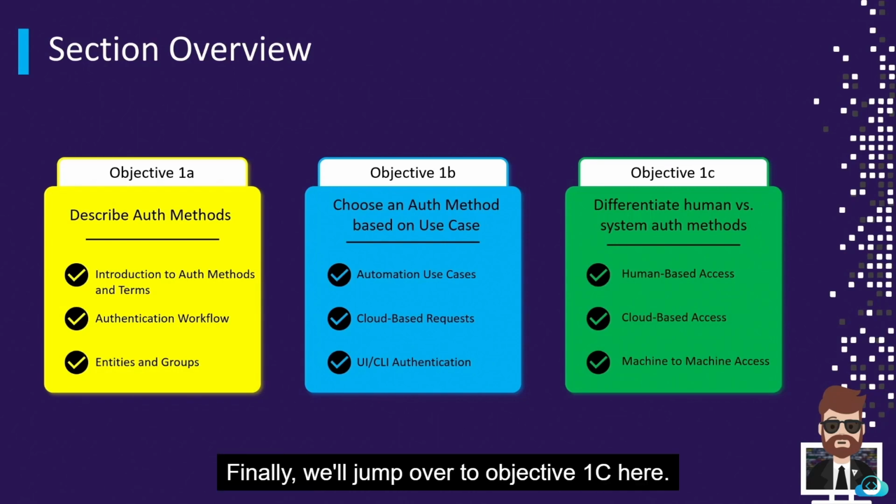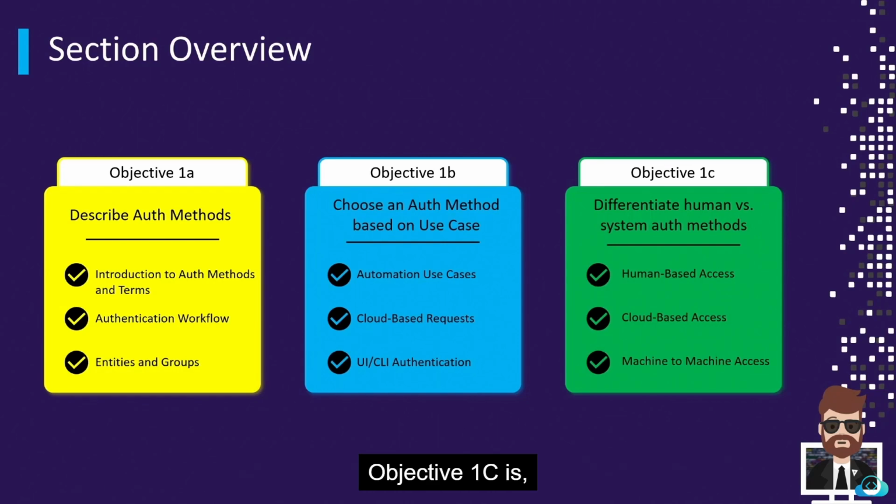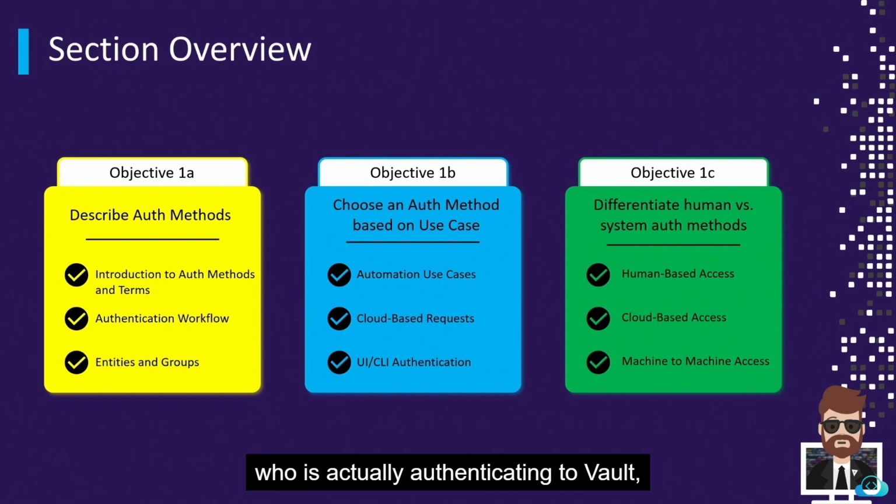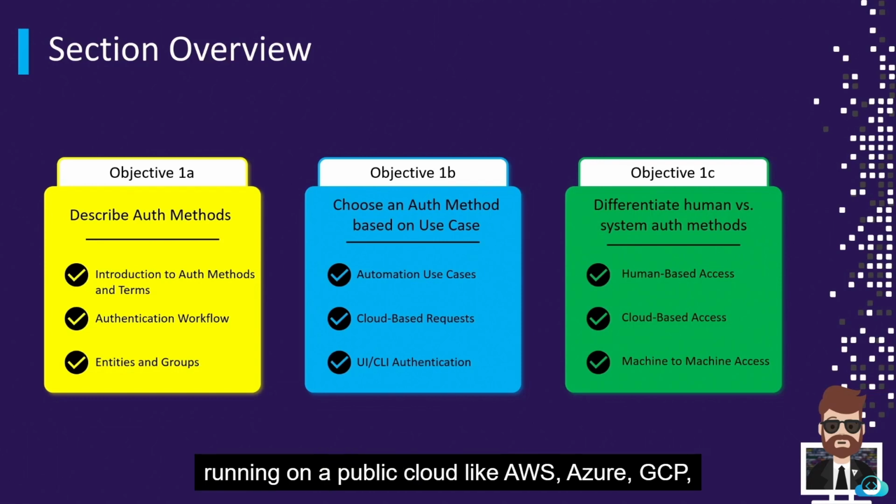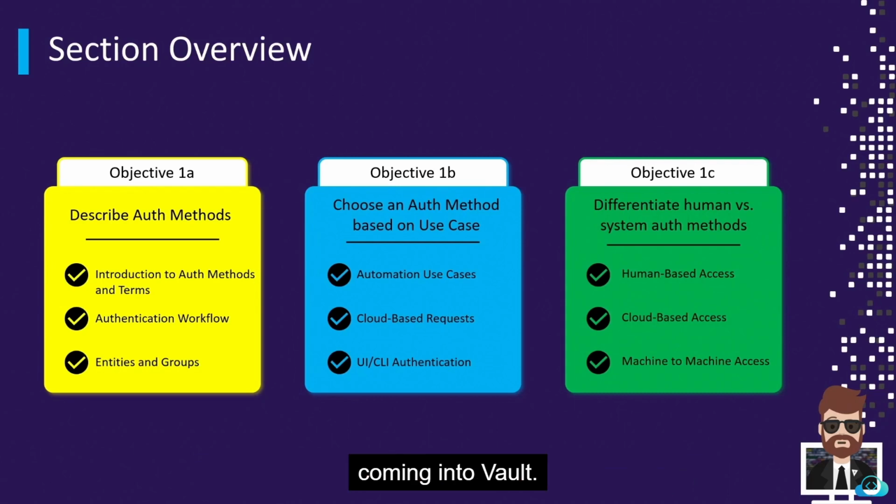And finally, we'll jump over to objective 1C here. And objective 1C is differentiate human versus system auth methods. So we're going to talk through all the different auth methods here, but what's really important about this objective is that based upon the use case and based upon who is actually authenticating to Vault, we are going to dictate which auth method is going to be better for that particular access. So if we have humans or regular users, you and I, that are accessing Vault, which auth method should we choose? If we have workloads running on a public cloud like AWS, Azure, GCP, which method is best when we have these cloud-based requests coming into Vault?